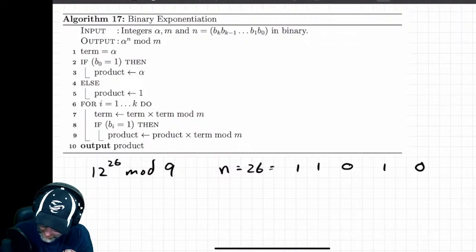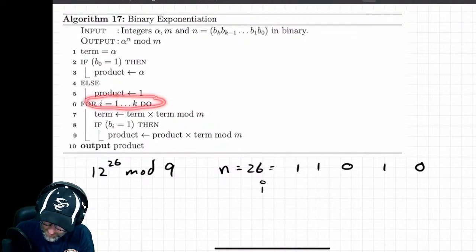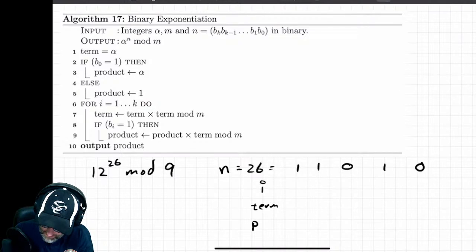Let's go ahead and look at I, which is going to be our iterator variable here. J. And what else do we want? We also want term and the end and the product that we're going to compute throughout this thing. Remember that we start at the lowest order bit. So this initialization here, it's 0, and so we end up with a product of 1.